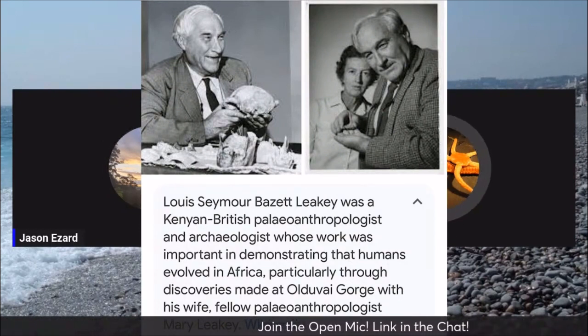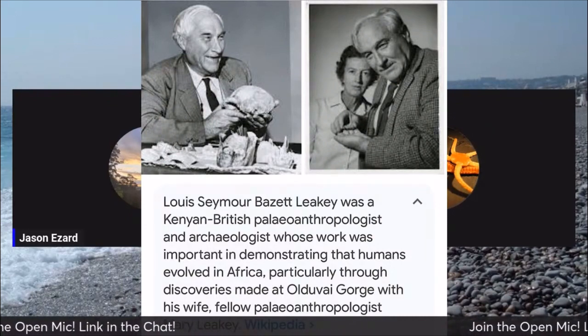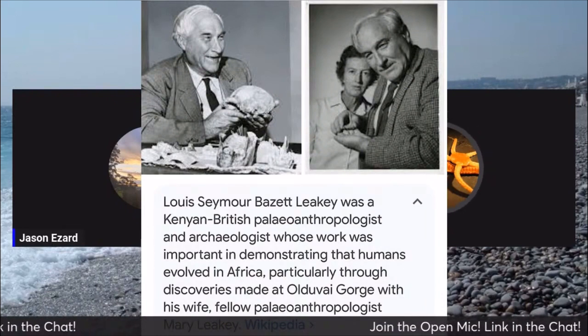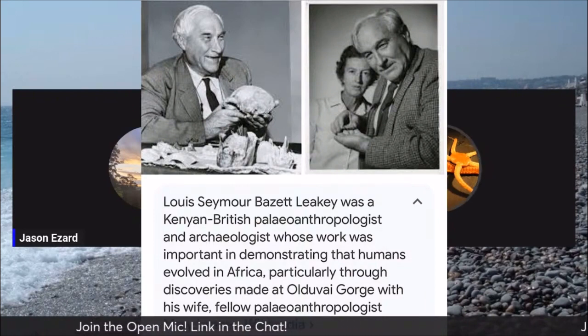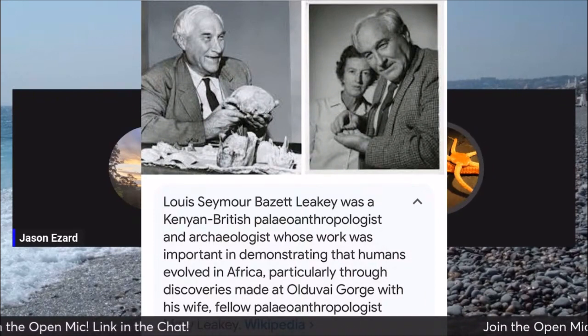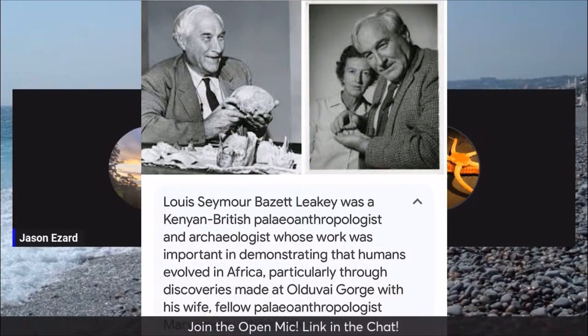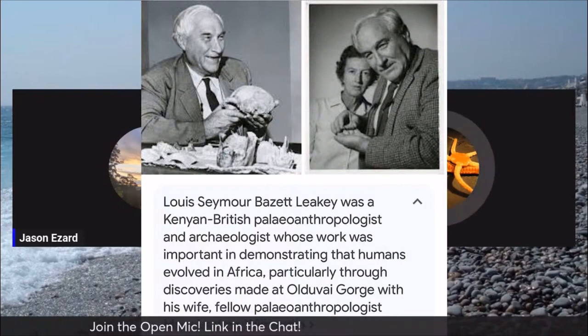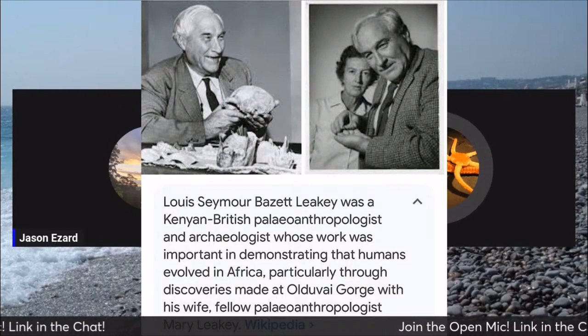So you have Louis Leakey here. Standing behind him is Mary Leakey. They're married. They worked in the Laetoli footprint pathway sites, and they worked at the gorge, the name of which slipped my mind. Oh, Olduvai Gorge. Look, it's right there. How convenient. All right, I'll just read this.